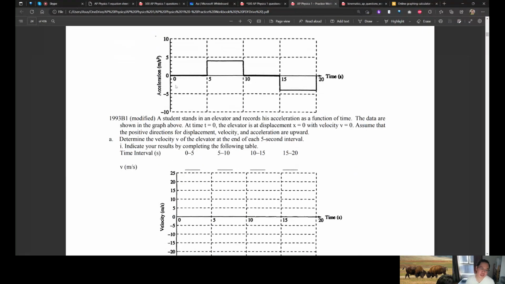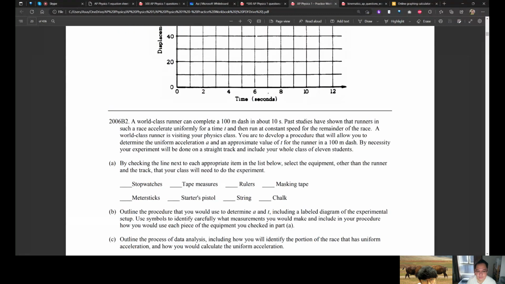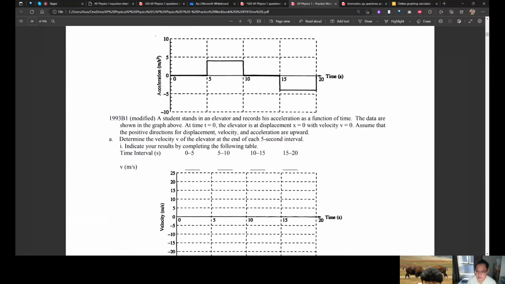Okay. Elevator, this is positive acceleration, and then negative acceleration. Determine the velocity of the elevator at the end of each 5-second interval. Okay. What is the initial velocity? Oh, this one. The elevator's acceleration is a function of time, the data shown in the graph. At time t equals zero, elevator displacement is zero, velocity is v zero. So the initial velocity is zero at time t zero. The acceleration during the first five seconds, A1 here, is zero. And therefore the velocity does not change, it remains zero. So during the first 5 seconds, the velocity remains zero, horizontal like this.